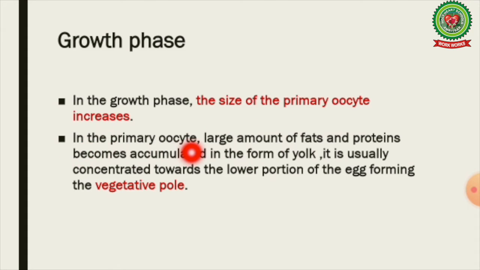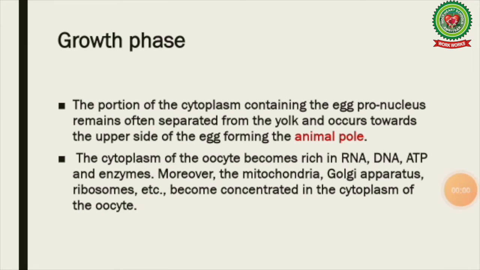In the primary oocyte, large amount of fats and proteins becomes accumulated in the form of yolk. It is usually concentrated towards the lower portion of the egg, forming the vegetative pole. The portion of the cytoplasm containing the egg pronucleus remains often separated from the yolk and occurs toward the upper side of the egg, forming the animal pole.